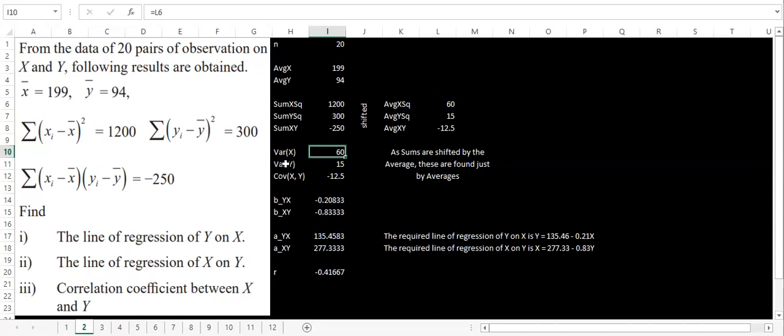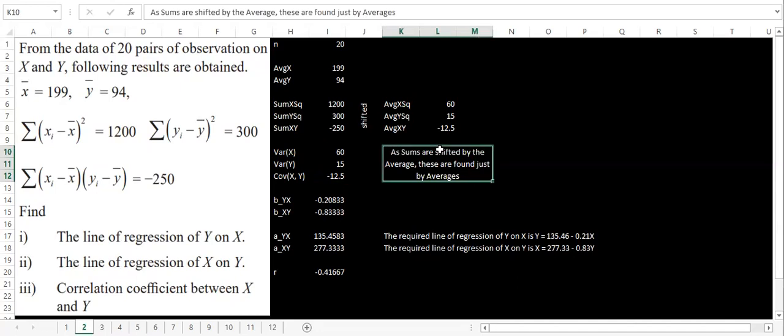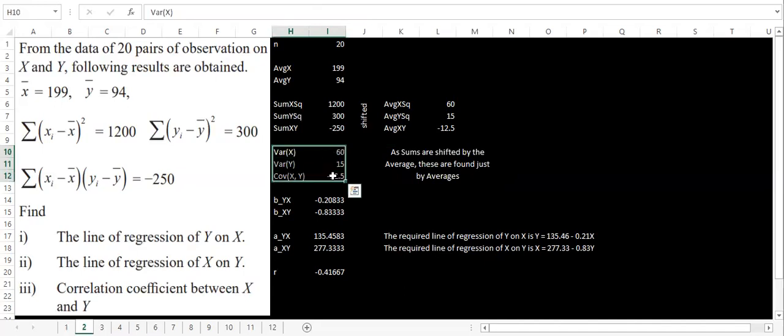And similarly, I can say that the variance of y is nothing but the average of the y squared, because these are shifted by the average itself. And therefore, I get the variance of y as 15. And similarly, the covariance is nothing but the average of the product values. I don't need to subtract anything, because whatever I need to subtract, that is 0 currently. And you can see that as the values are shifted by the average, these are just found by the averages itself. I don't need to subtract anything. That's the emphasis.